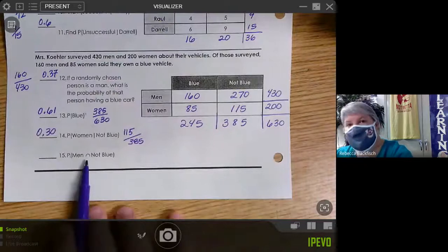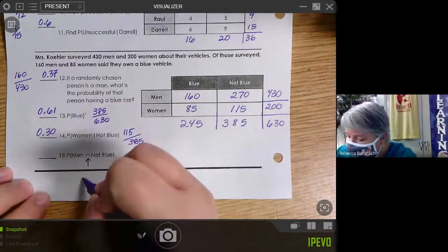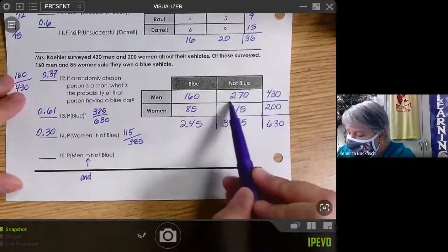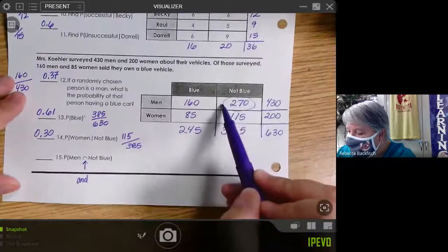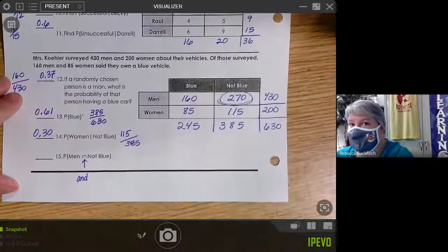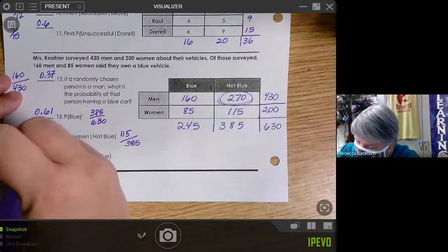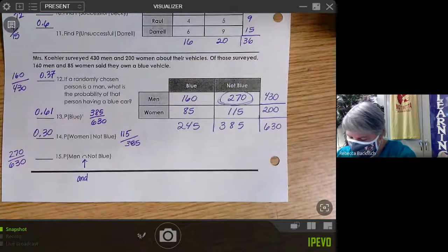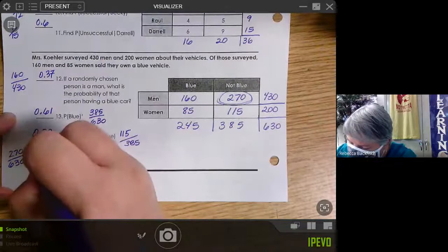And this is what? This is the intersection symbol, right? Intersection symbol is "and." Remember, the union symbol is "or." So this is the probability of being a man and having a not blue car, which means these people right here. So that means those people right there out of everybody. So 270 out of 630. Should be 0.43, I think. I reduced it in my head, so let me go back and make sure. Yeah, 0.43.